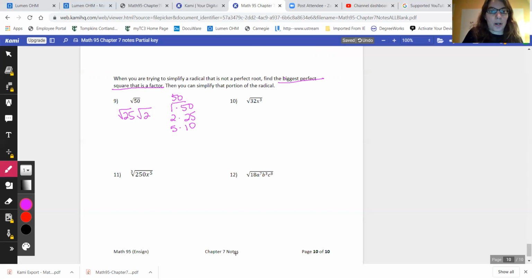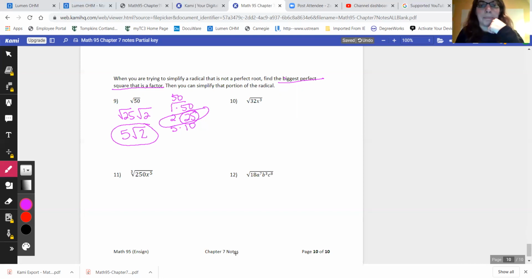All right, so of these, I only have one perfect square, so I want to split it into this grouping. I want to write my perfect square first, because now I can take that perfect square. It's 5. I can't take the square root of 2. It would be 1 point something. I don't want to have a decimal that I have to chop off or round off somewhere, so I'm going to leave it as radical 2.